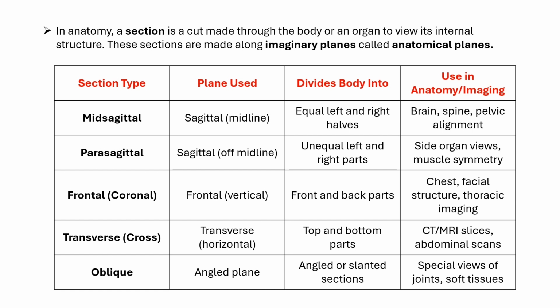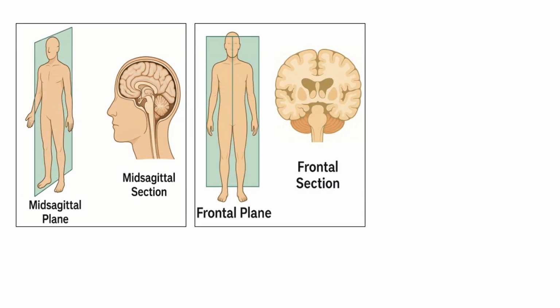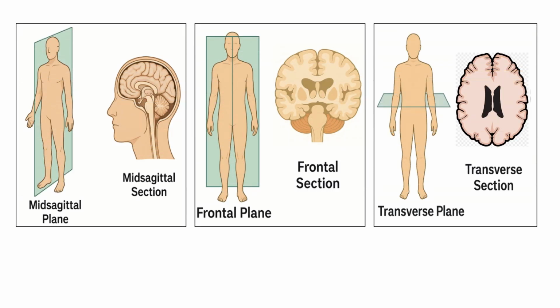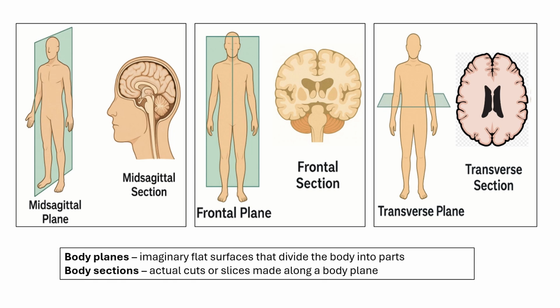along the imaginary plane. Okay, in this image, you can observe clearly the difference between the plane and the section. Here they have given the plane and section of our brain. So the body planes are the imaginary flat surfaces that divide the body into parts, whereas the sections are actual cuts or slices made along a body plane to reveal its internal structure.